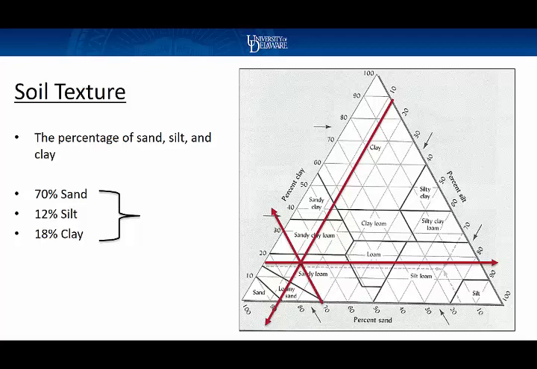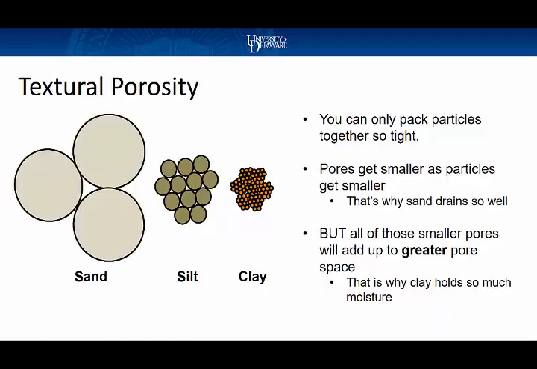But in general, these textures will give you an idea of what might happen with water storage. The reason that's important is what we call textural porosity. This is something you can't change in a soil. You can compact any of these particles so tight, and you're still going to have some pore space in there. You can only get the particles so tight together. If you look at how we've drawn this sand, silt, and clay, you'll notice that in the sand, you have one very large pore space. When you get down to silt, you have more pores, but they're smaller in size. The clay, you can't really see them.